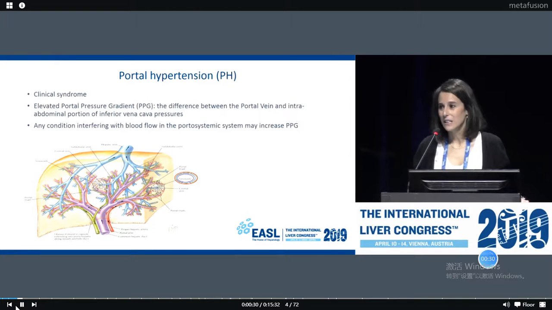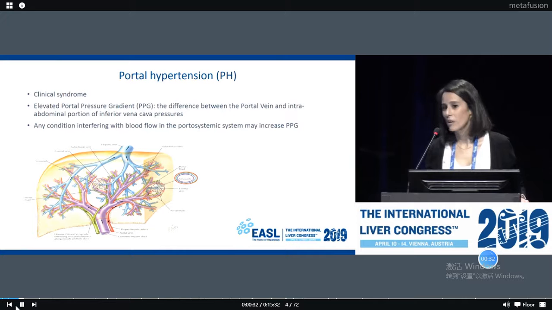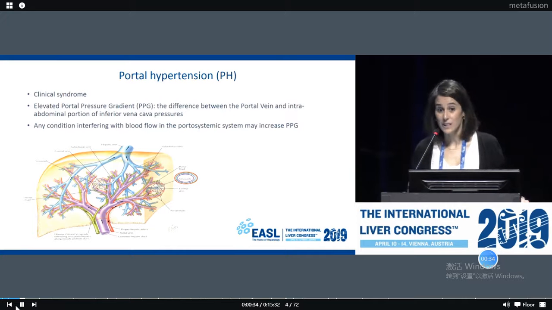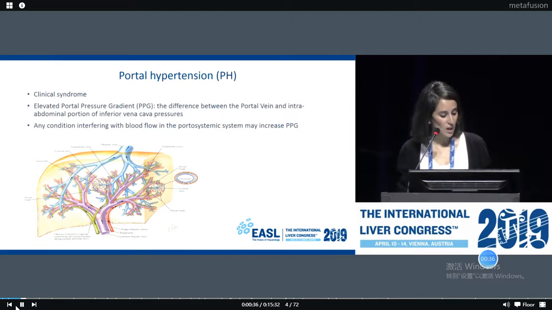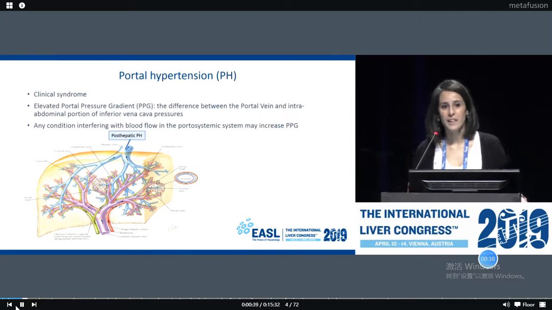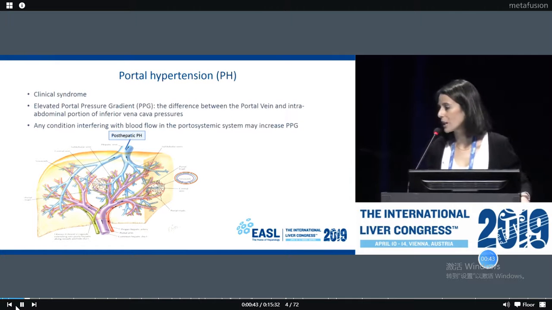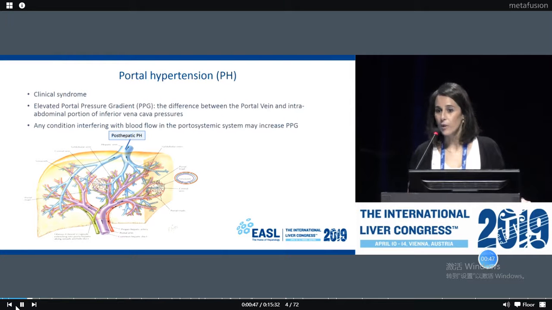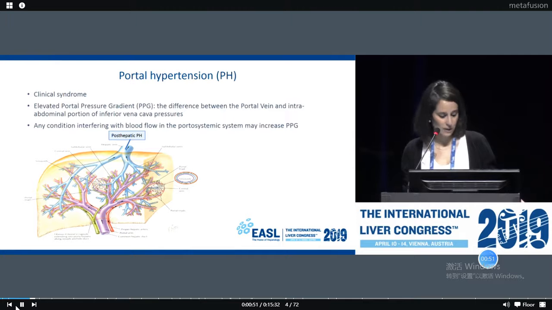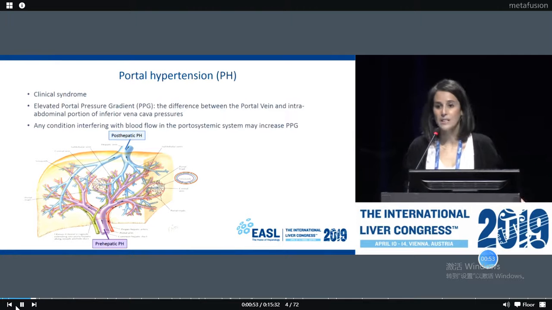So even if in the Western world the main cause of portal hypertension is liver cirrhosis, we have to remember that other things interfering with the blood flow can cause portal hypertension. We can have a problem with the liver outflow, and we will have post-hepatic portal hypertension. We can have an obstruction in the portal vein or in the splanchnic circulation outside the liver, and this will lead to a pre-hepatic portal hypertension.